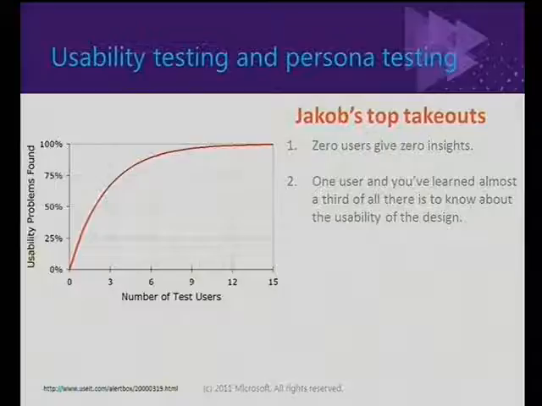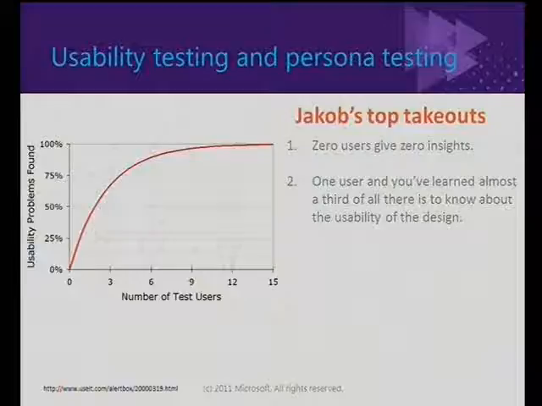Then the next bit, so basically what happens is as you jump to a second, third, and as you add more users into your tests, you're going to have them highlight some things that you already knew about, some things that the second guy had already told you about. So as you get up to your 12 and 15 people, the number of new insights that you're learning is increasingly small.